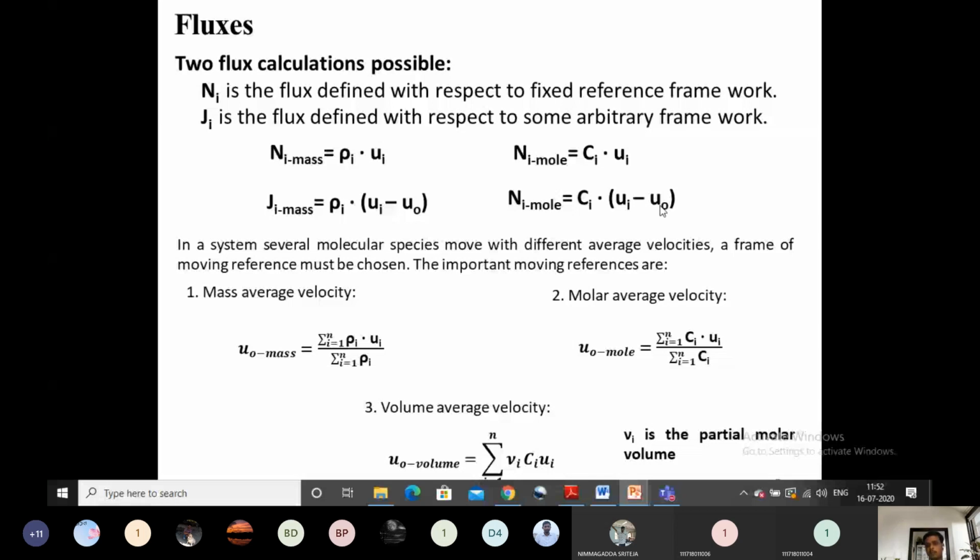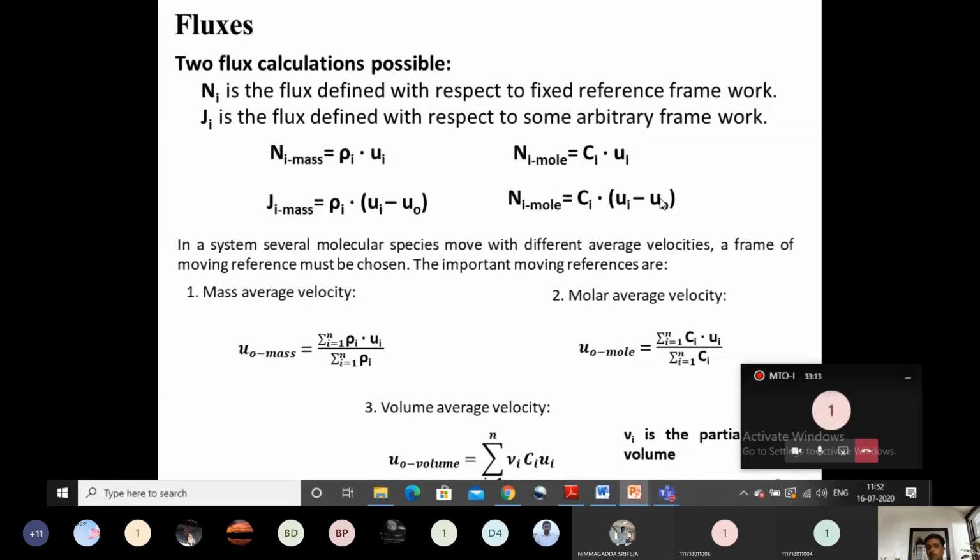This u naught we need to define here. There are three terminologies to define u naught. The first is the mass average velocity, the second is the molar average velocity, and the third is the volume average velocity.